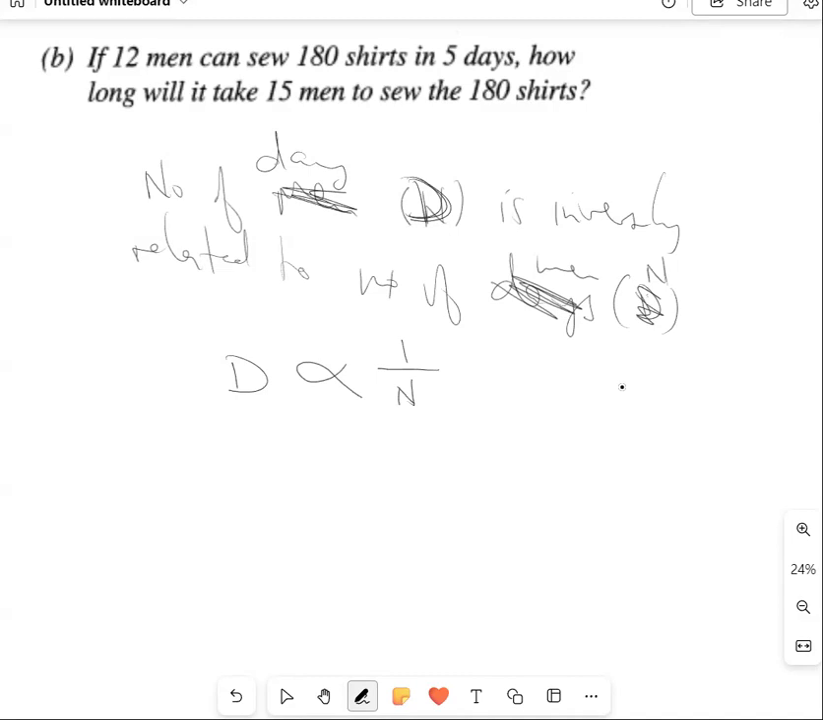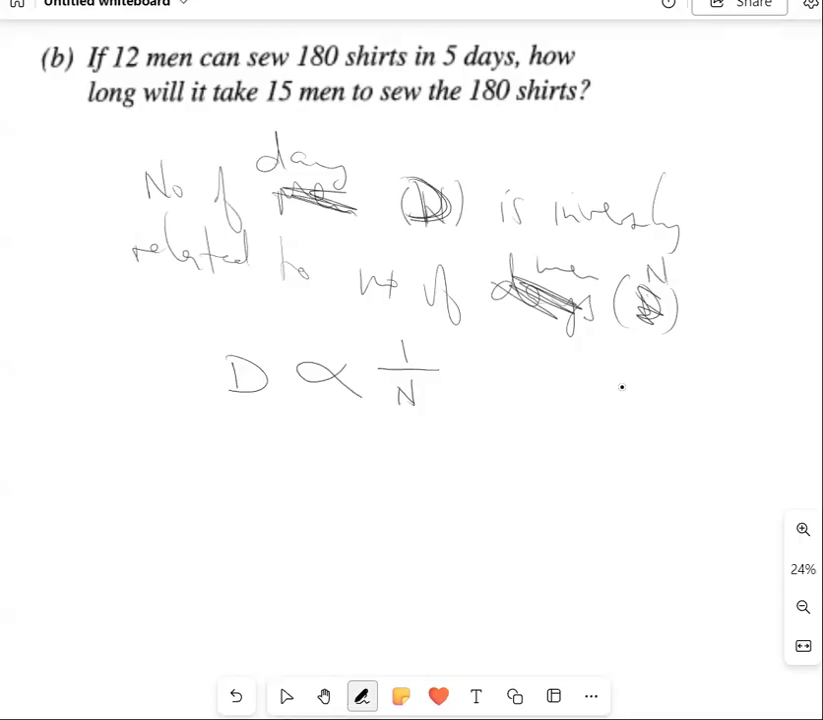Or if you want to say the number of days is directly proportional to 1 over n. That is kind of misleading, since I use the word directly proportional. So the better way to read it would be that the number of days is inversely proportional to the number of men on the job, right?